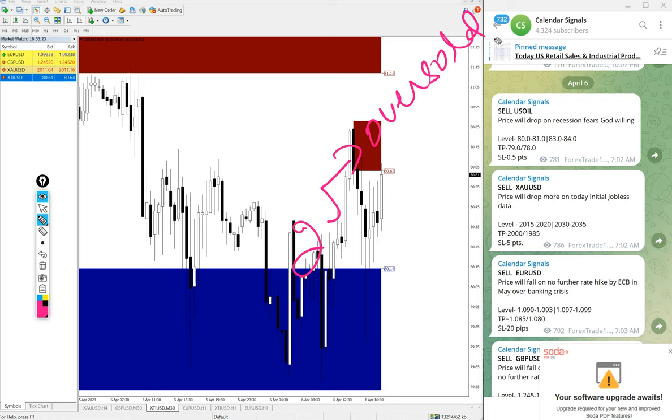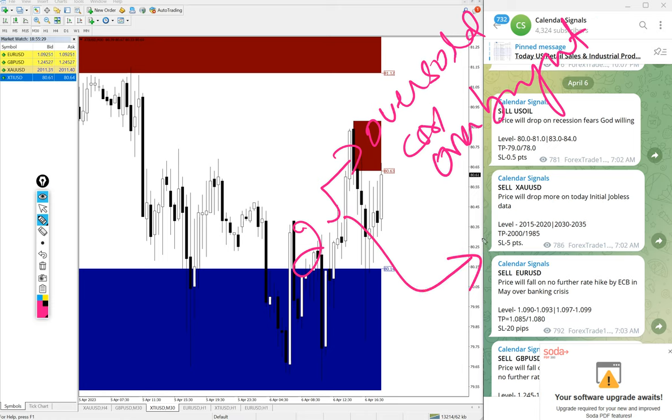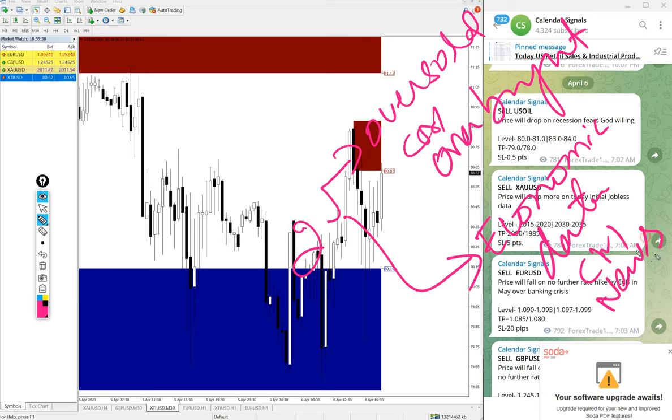oversold or overbought condition. And the other set of reasons we are considering is signals given based on economic data or news. These things we are considering for signals on this channel.